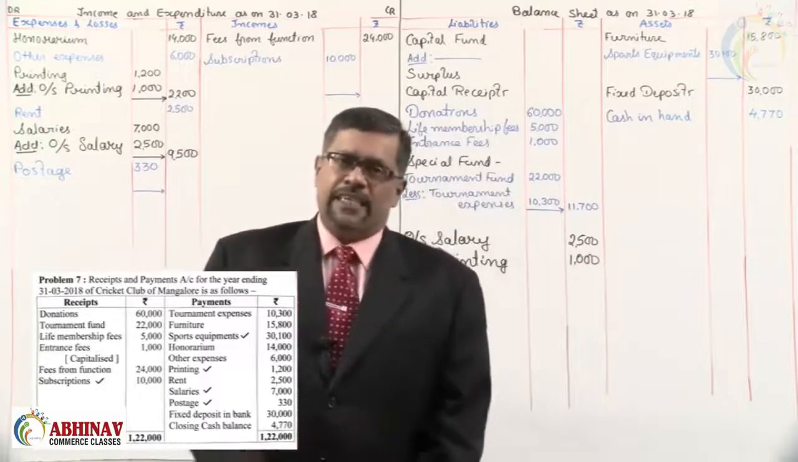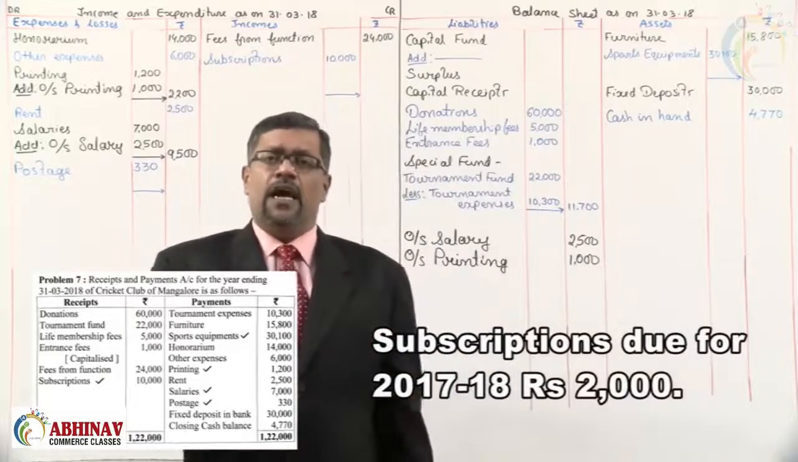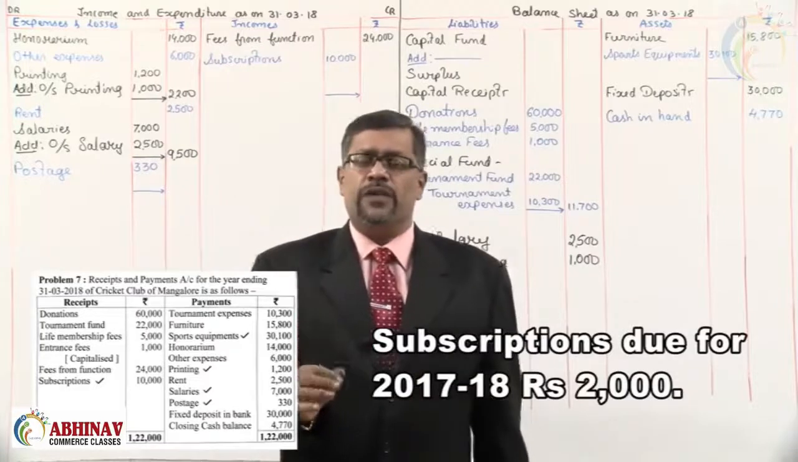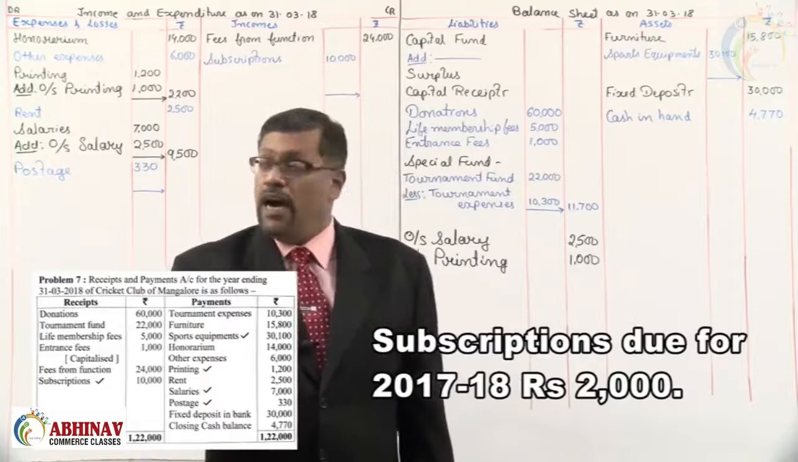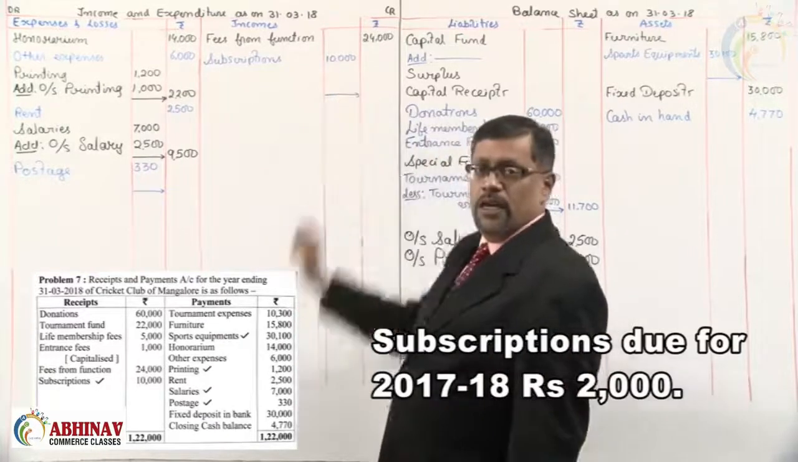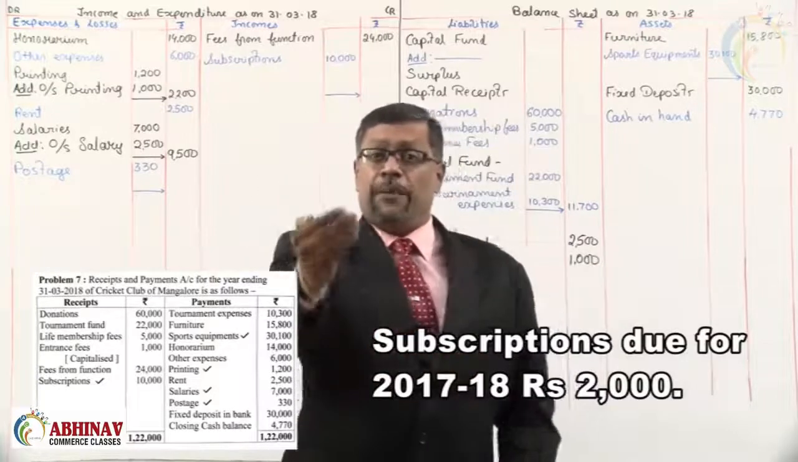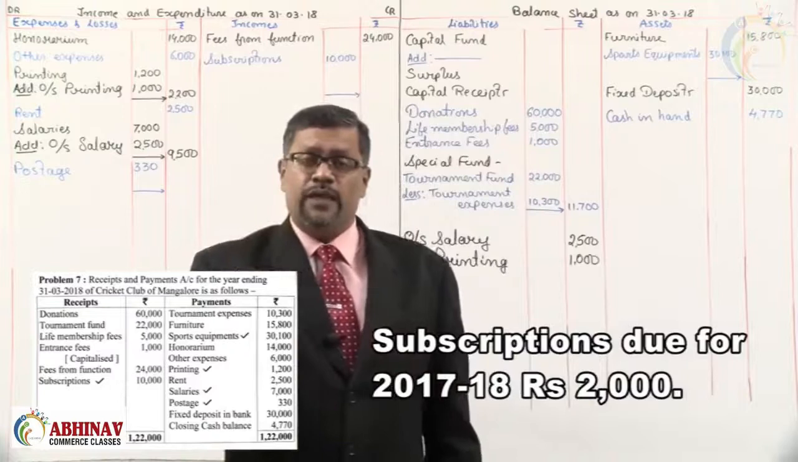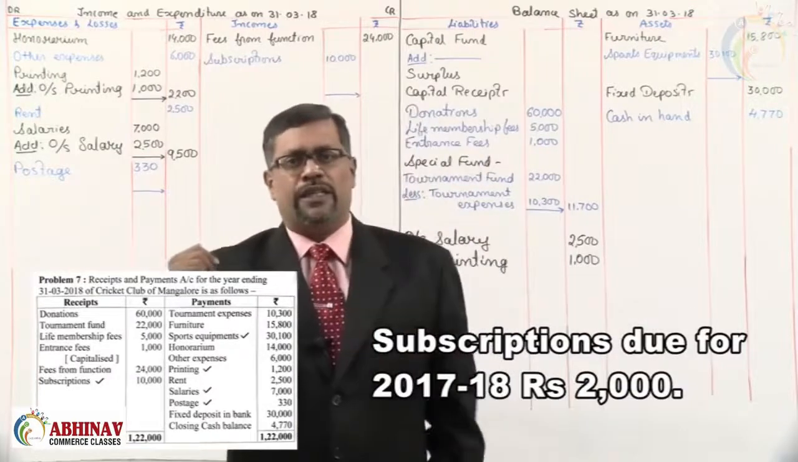Let us take up the next. Subscriptions due for 2017-18 are rupees 2,000. Subscriptions due means subscriptions outstanding. How much subscriptions have we received already? 10,000. 10,000 we have received. Due are 2,000. That means still we have to receive 2,000. Received 10, receivable 2. Total 12,000 will be shown in the account.